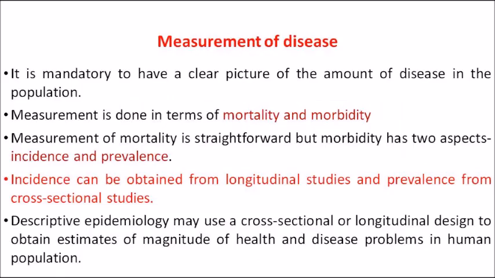Now, what all have we learned? We have learned about the definition of the population, the definition of the disease, then describing the disease with respect to time, place, and person. And now we want to measure the disease. We have to quantify it. It is mandatory to have a clear picture of the amount of disease in the population. So we have the denominator, that is the population number or composition. Now we want the numerator, or we want to measure the disease frequency.